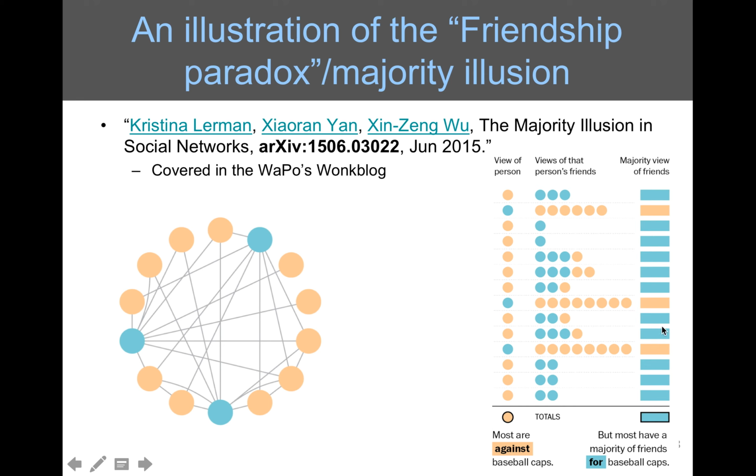And if you look at it, suddenly the majority becomes the blue color. So most people are against baseball caps. This color is more popular. But when you look at the friendship network, the majority view now seems to be for baseball caps. And this is really important. The reason it happens is because those people who are for baseball caps have very high degree. They seem to be connected to a lot of people as opposed to the people who are against baseball caps.